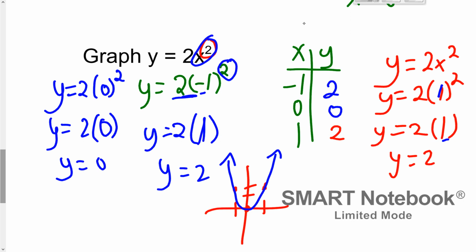Because here is not a line, right? Absolute value is actually two equations. It is x and minus x. So it's two lines. That's why it's a V. Here it's not two lines. It's just one equation.